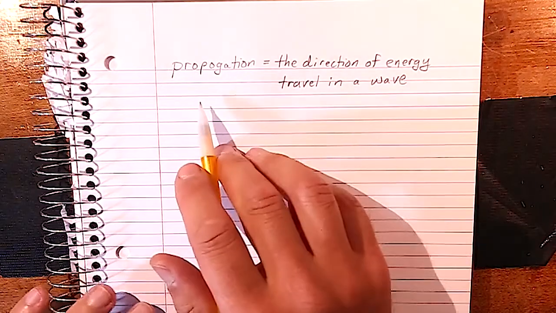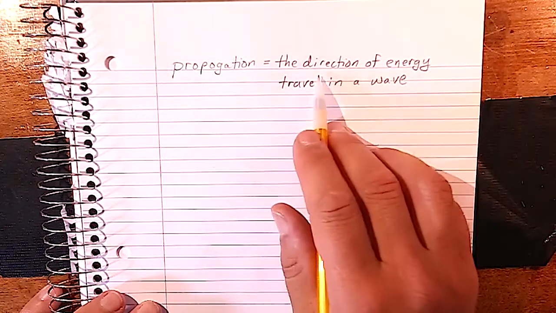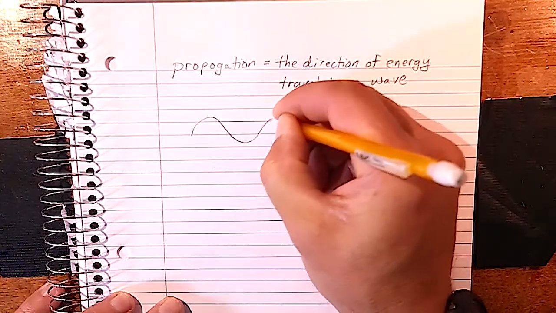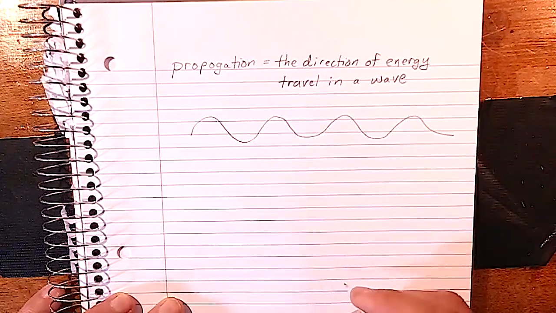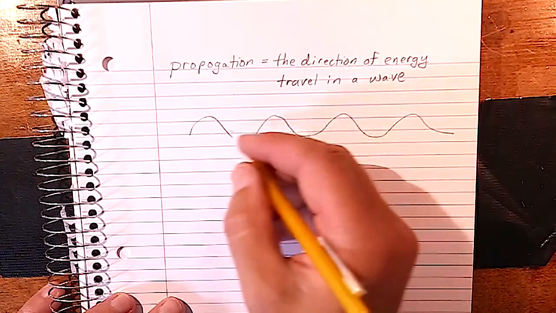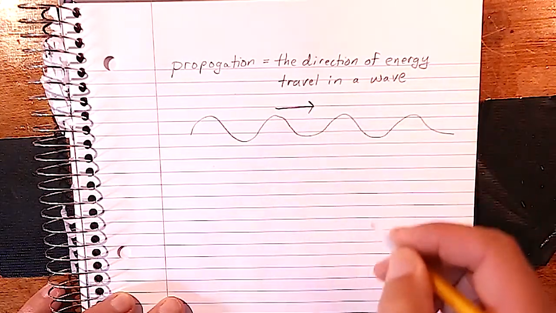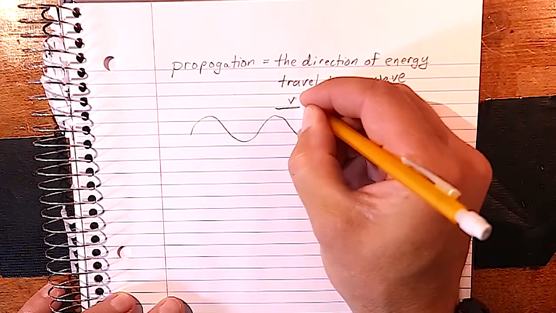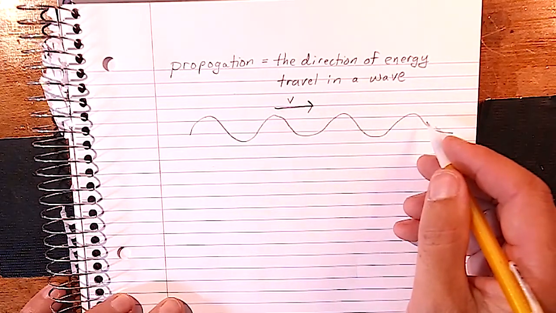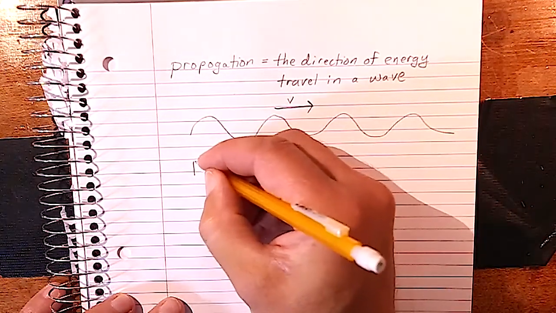So here's a new vocabulary term. It's propagation. Propagation is the direction of the energy travel in a wave. So let's say we have a wave like this, a sine or cosine curve. If the wave is propagating, as this wave is moving along, it's really only the energy that is traveling, in this case, to the right. That would be the direction of propagation. This is called a transverse wave.